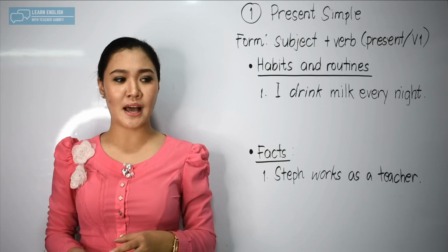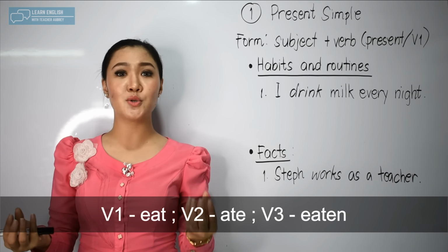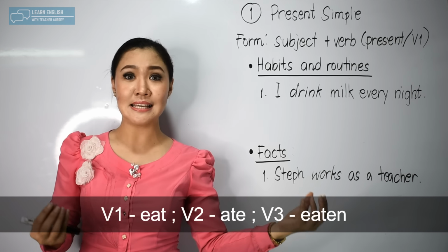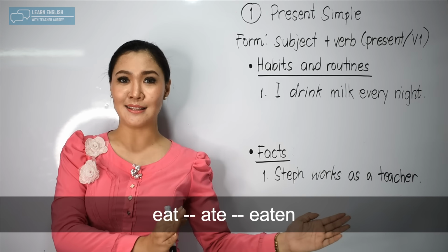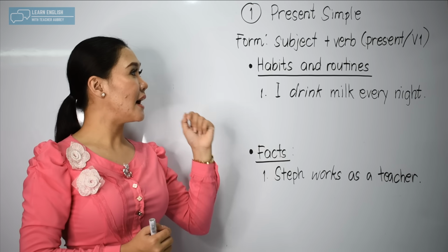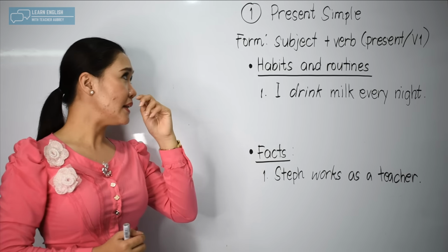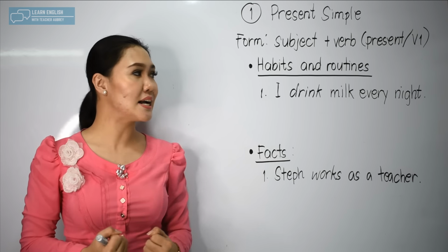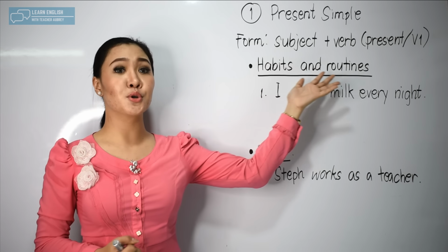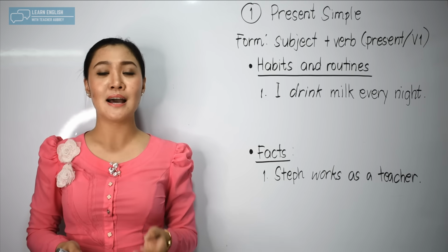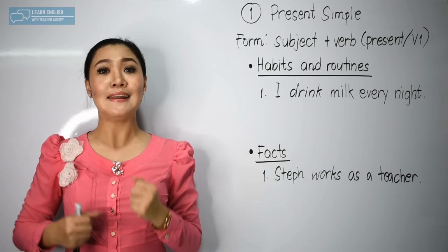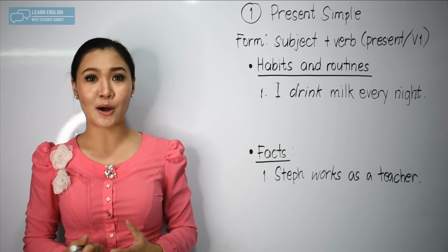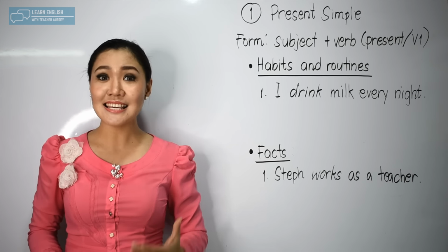Okay? For example, we have, for the V1, eat. For the V2, we have ate. And for the V3, or the past participle, that is eaten. Eat, ate, eaten. Okay? Yun po yung tinatawag na V1, V2, and V3. Let's have here the examples for the present simple. Yung karaniwang pinagagamitan for the habits and routines. Pag sinabing habits or routines, yung mga kilos na laging ginagawa, or bahagi na siya ng pang-araw-araw na buhay, palaging ginagawa.